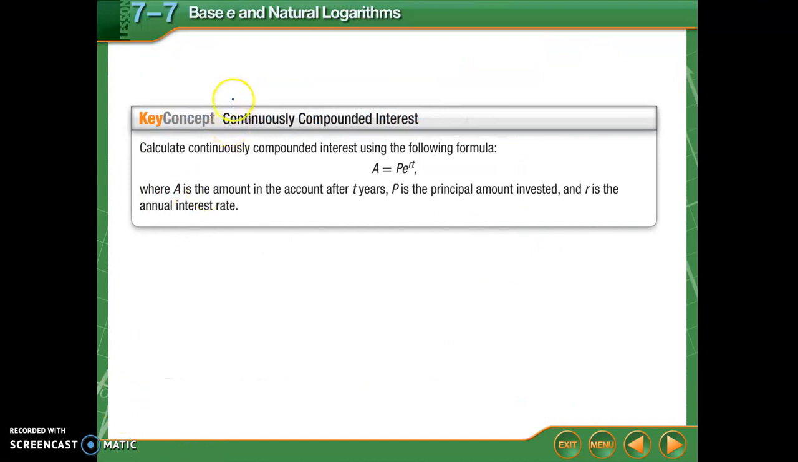Okay, the last part of this section is something called continuously compounded interest. This is a specific application of the number e. So A is still the amount in the account, P is still the principal, how much I start with, how much money I invest, and r is the interest rate. And t is still the time. But notice that the r times t is the power of the number e.